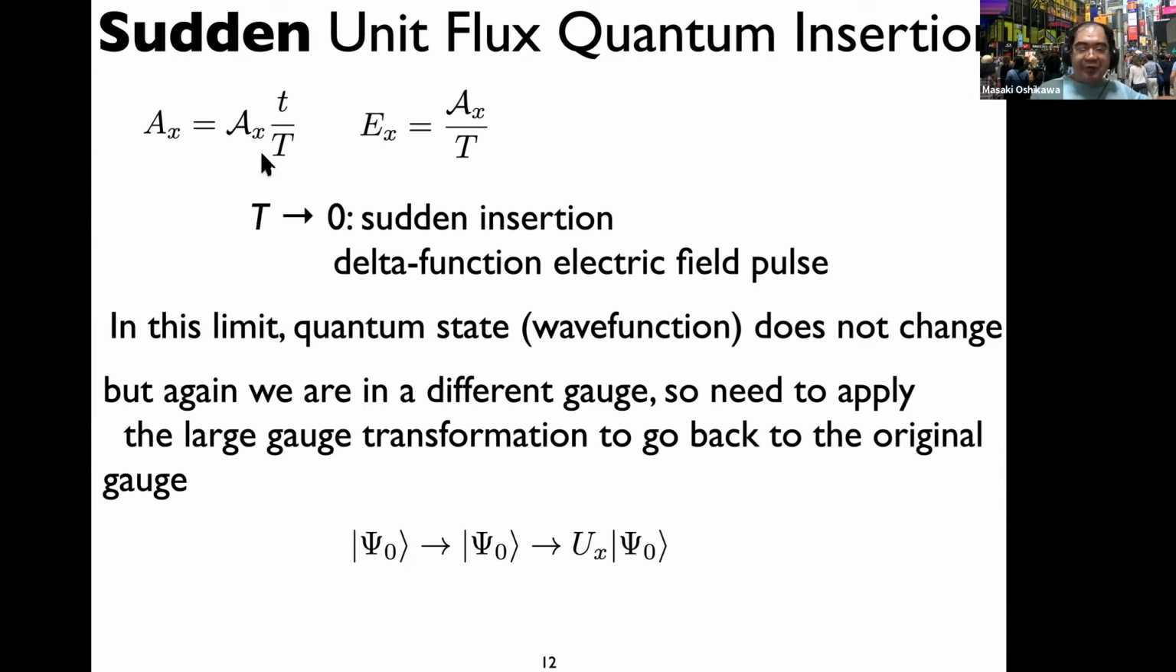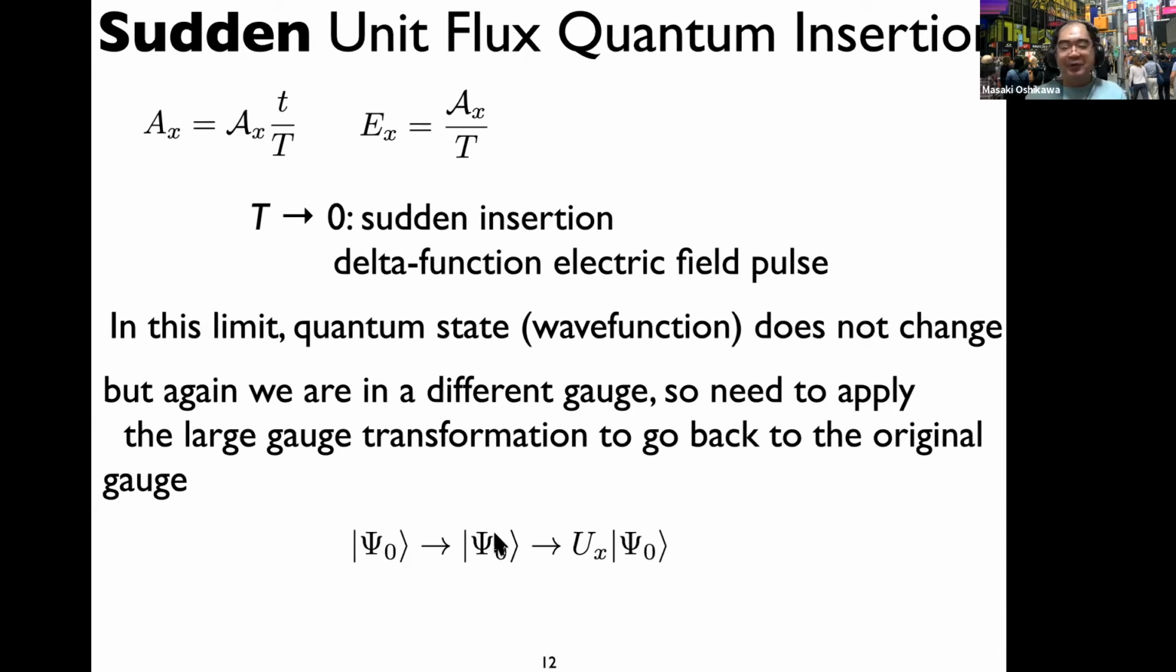If you do this, you can apply the sudden approximation of quantum mechanics that you can find in textbooks. That is, if you change the Hamiltonian instantly, then the wave function cannot catch up. So after t equals plus epsilon, the wave function is still the original ground state. But an important point is that, as I discussed in the case of unit flux quantum insertion, if you insert a unit flux quantum instantly, suddenly, then the wave function doesn't change, but the Hamiltonian changes by the vector potential. Then you can eliminate this inserted unit flux quantum by a large gauge transformation.